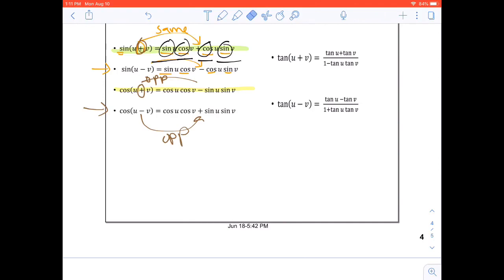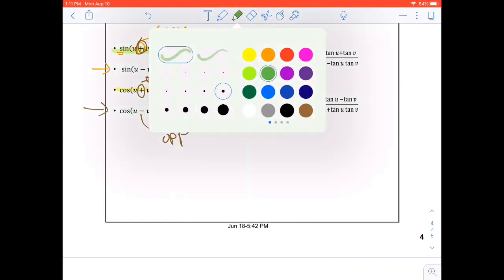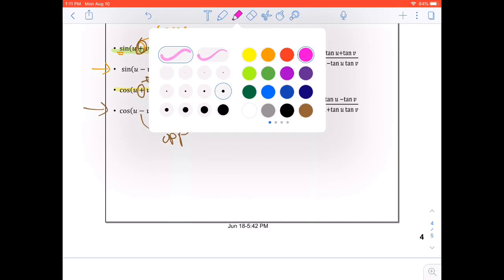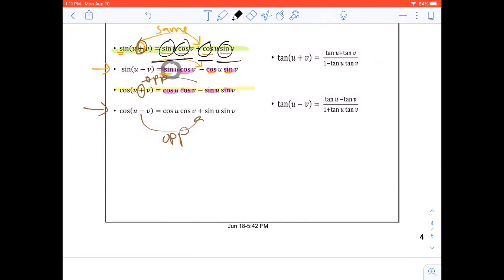And this is a little chant. I know it seems a little goofy, but this is a chant that oftentimes the students will use to remember. I know you don't have to memorize, but this is just how the kids remember them. And it goes like this. Sine, cosine, cosine, sine, cosine, cosine, sine, sine. Do it one more time. Sine, cosine, cosine, sine, cosine, cosine, sine, sine.